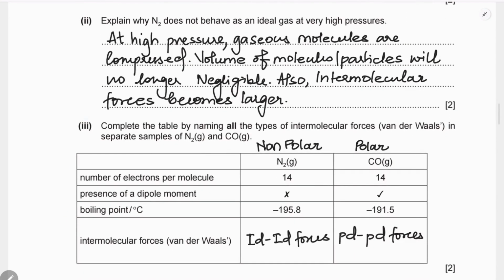Complete the table by naming all the types of intermolecular forces, van der Waals, in the separate samples of N2 and CO. So N2 we know is going to be non-polar, and we're going to have ID forces. And for the polar one, which is carbon monoxide, it is going to be permanent dipole forces, PD forces.